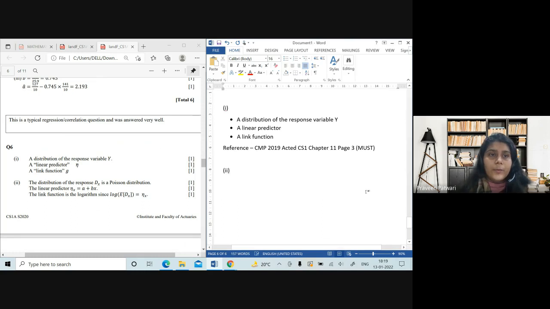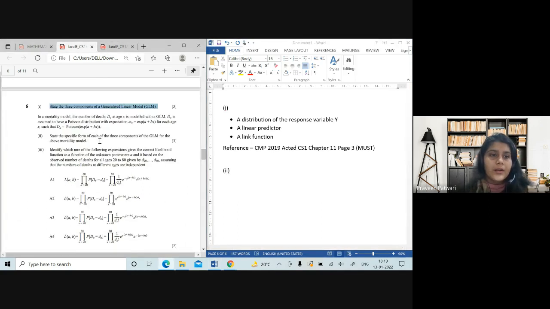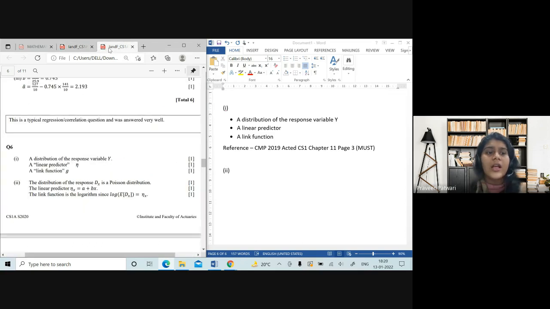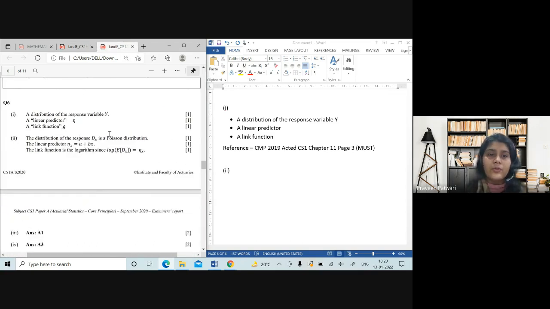Then moving on to number two, part two. In a mortality model, number of deaths Dx at age x is modeled with a GLM. Dx is assumed to have a Poisson distribution with expectation mx equal to exponential of a plus bx for each age x, such that Dx follows Poisson exponential a plus bx. Now state the specific form of each of the three components of the GLM for the above mortality model. Again, very easy. You just have to write this. You can use bullet points, or you can simply use different lines. On different lines, you can write all the three points.